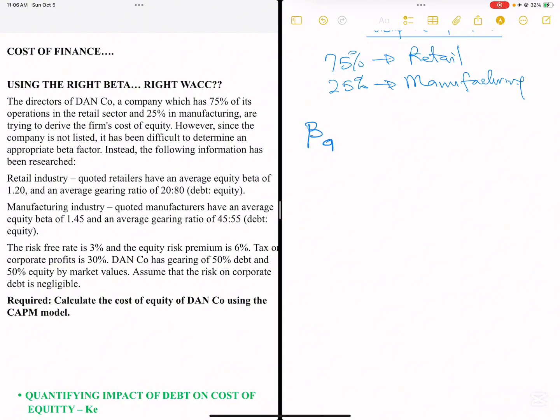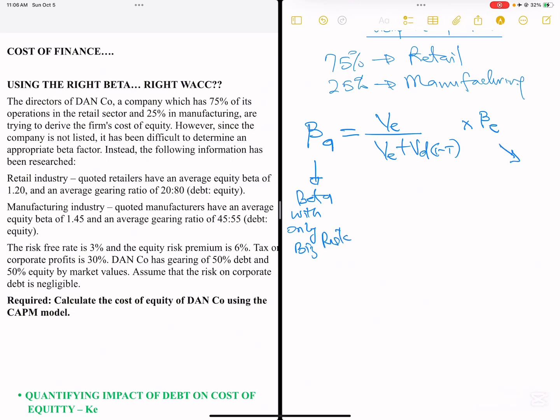And asset beta can be calculated as volume of equity divided by volume of equity plus volume of debt into 1 minus T, then multiply by equity beta. Remember what asset beta is. Asset beta is the beta without the financing risk. So beta with only business risk. Please remember that. Only business risk.